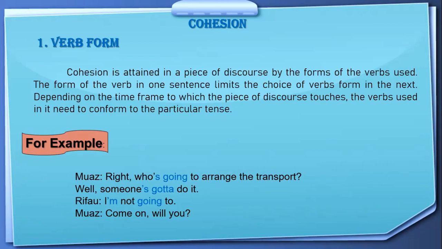So here you see this conversation. Mars and Rafi both are actually talking about something which is in present continuous tense. So if one speaker uses present continuous, the other uses the same. This is how we talk about whether the text has cohesion. We look at the verb forms within the text or the sentences.